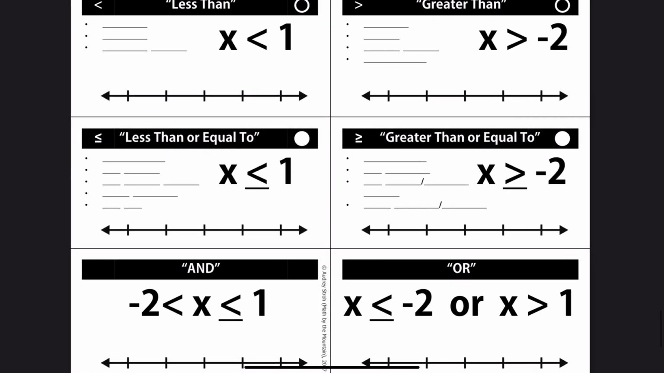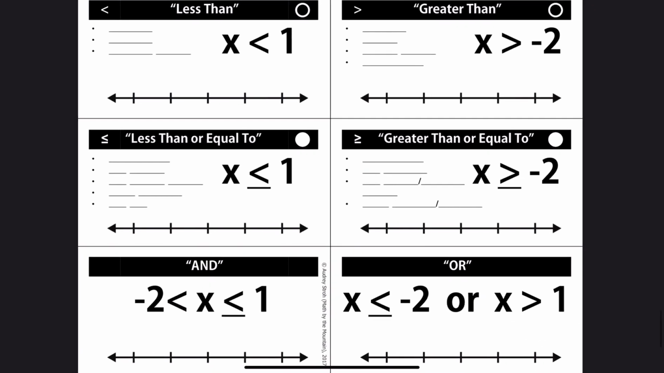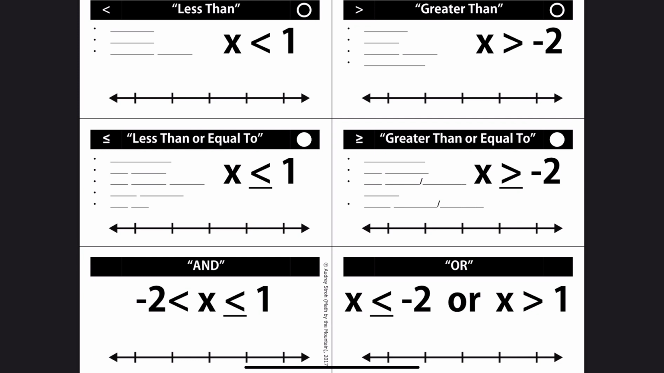Alright, hello everyone. So today I wanted to go over the notes that we did on either August the 25th or the 26th, depending on what period you're in. So this was a foldable that I had you put in your notebooks. I'll post the file for this as well if you'd like.